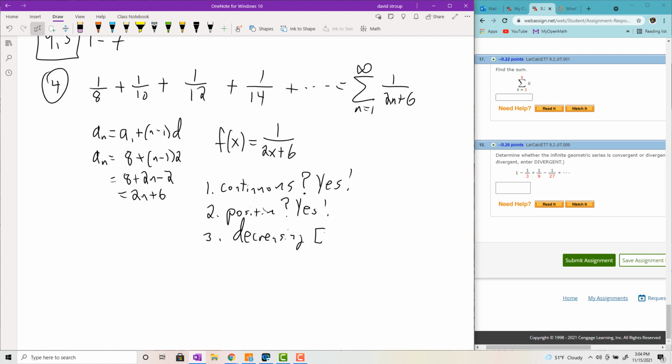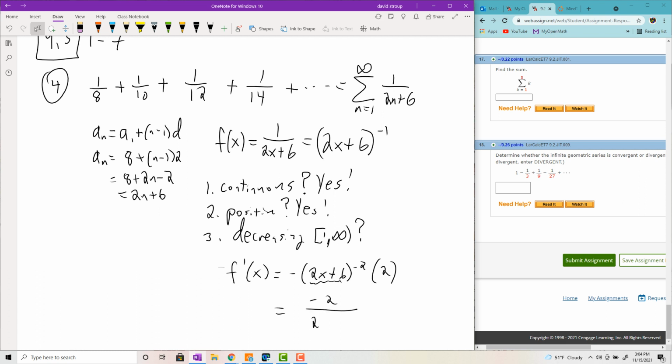Okay. So again, the interval comes from the summation. It's going from 1 to infinity, and for this what you do is a derivative, right? So let's rewrite our function as 2x plus 6 to the -1. And then we'll take the derivative. F prime of x is going to be negative 2x plus 6 to the negative 2 times the derivative of the guts, which is just going to be 2. So you'll have negative 2 all over 2x plus 6 squared.